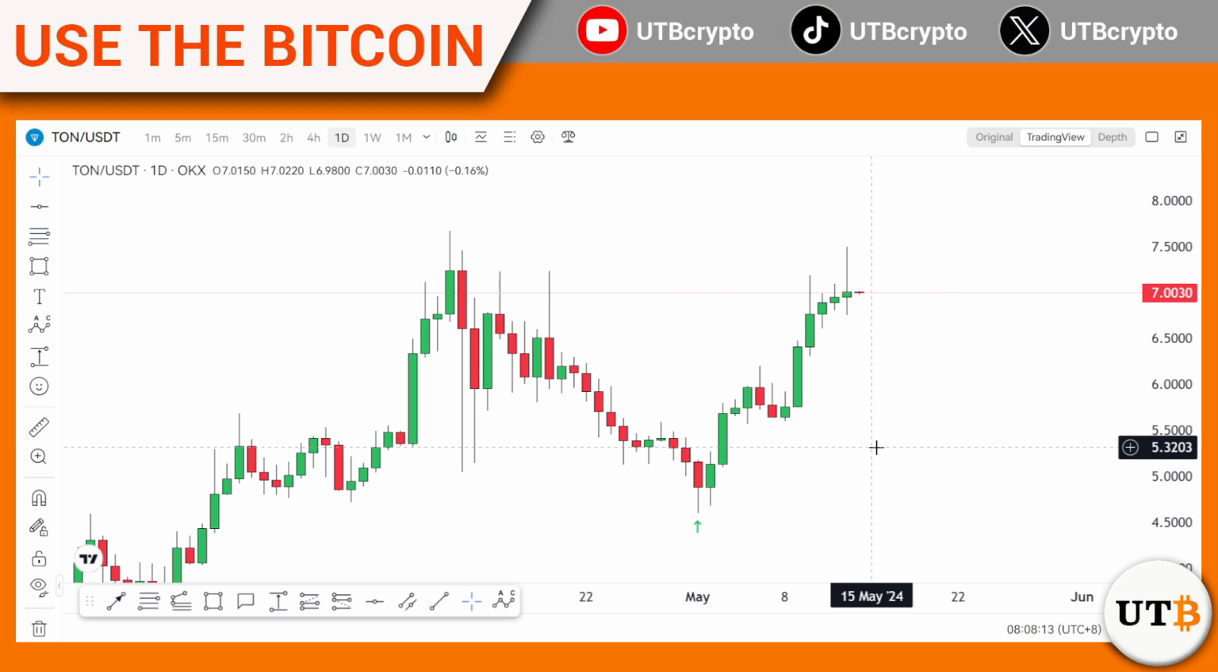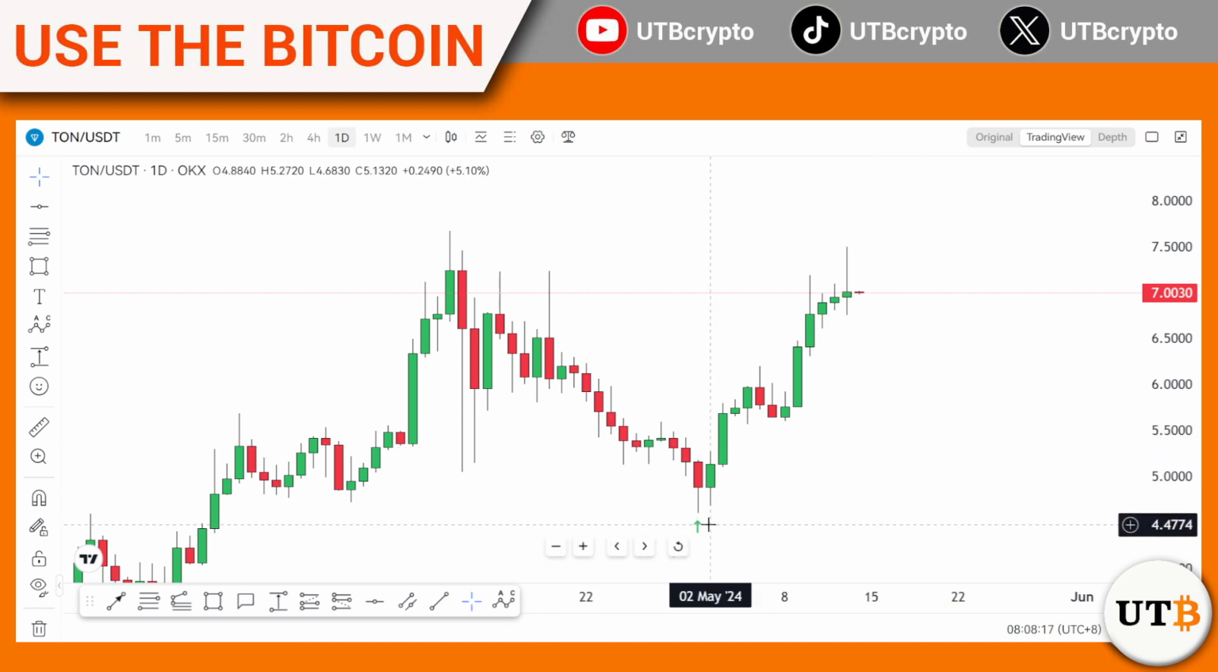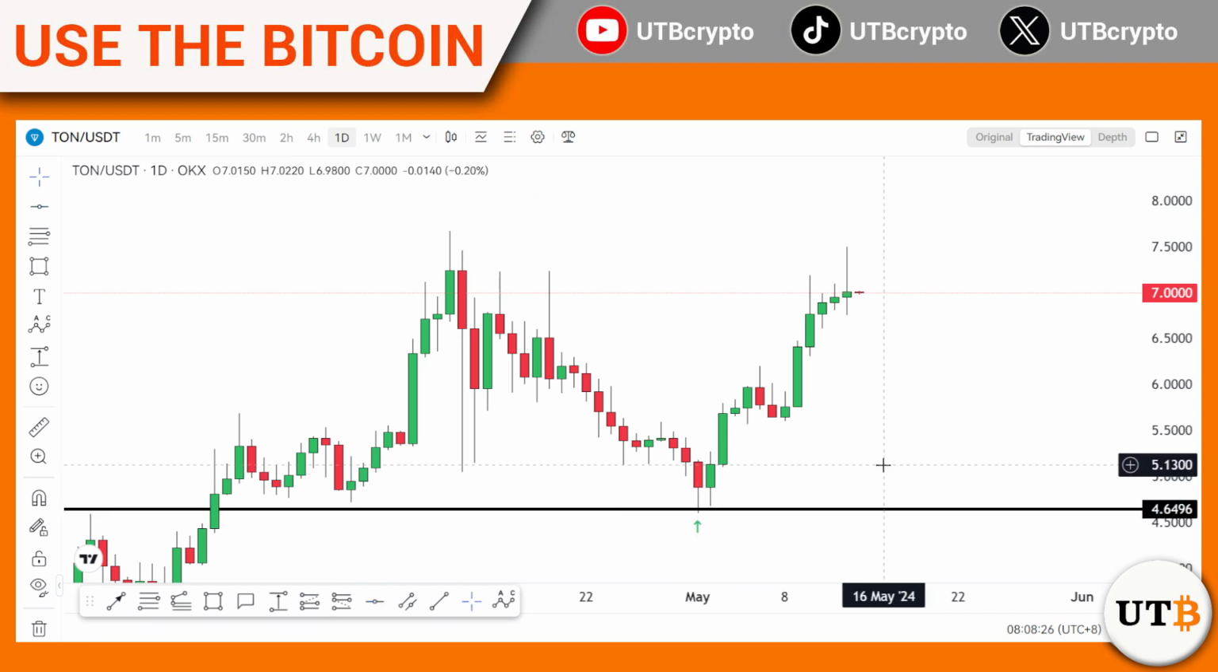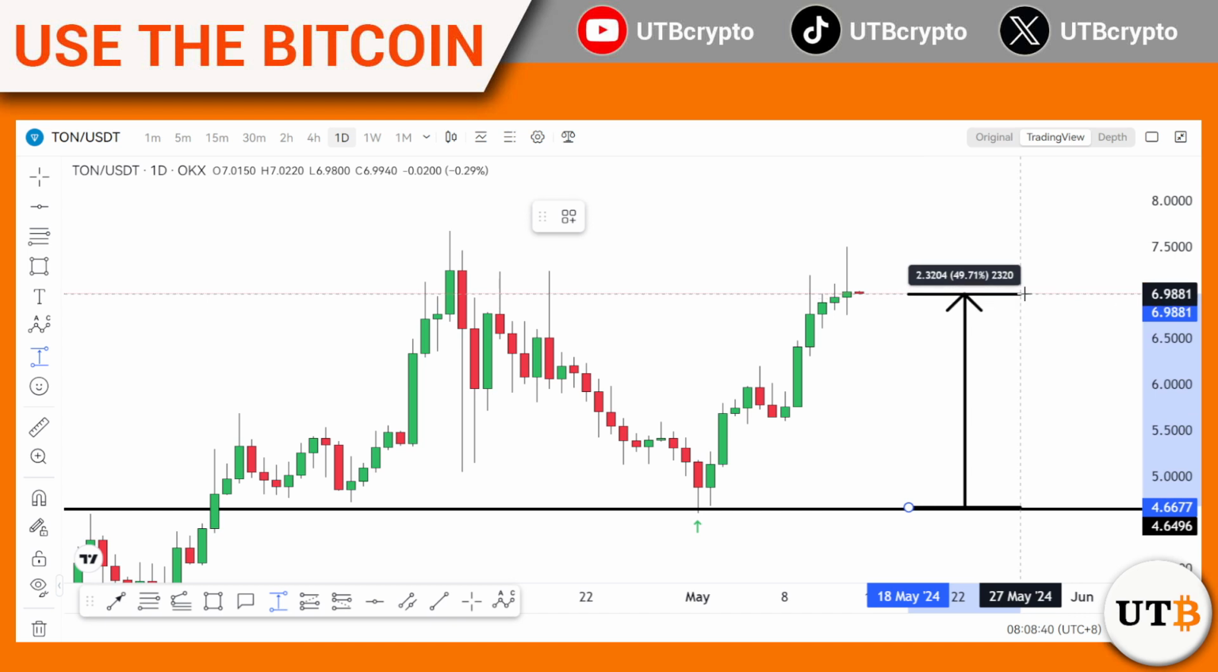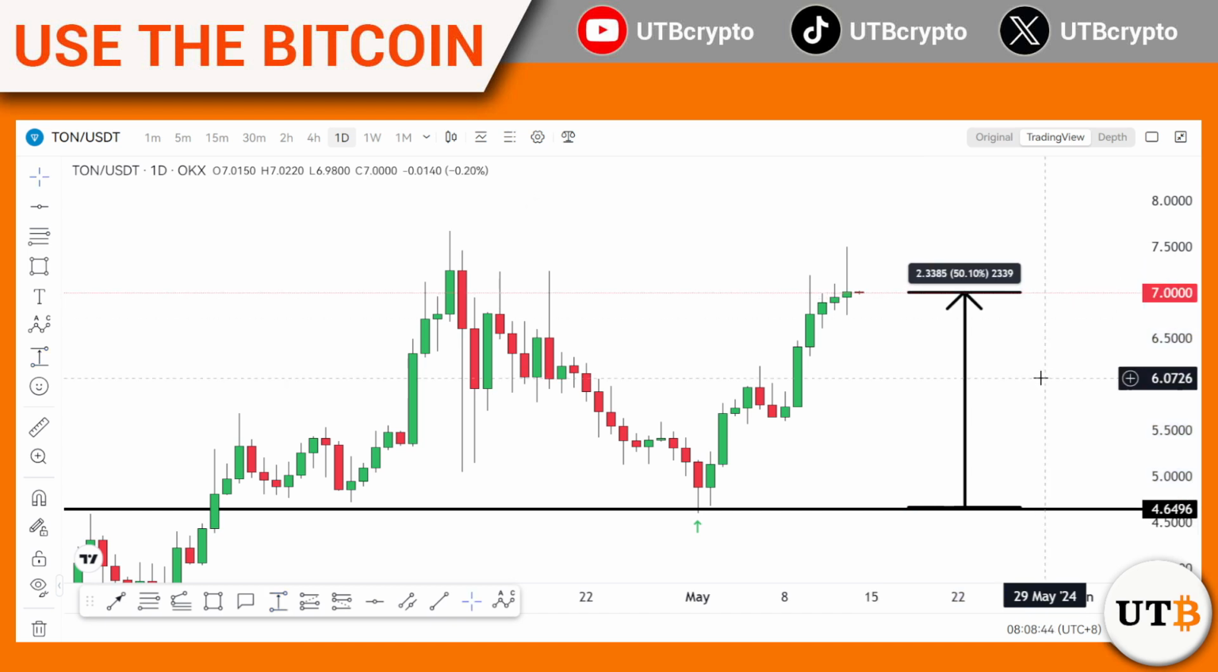Okay, so today let's start with TON. If you look at our chart, I bought TON at around 4.64, so that is around these levels. If you check its current price, we are already at 6.99, or around $7. Let's measure from the area where I bought TON to the current price. That's around a 49 to 50% gain.